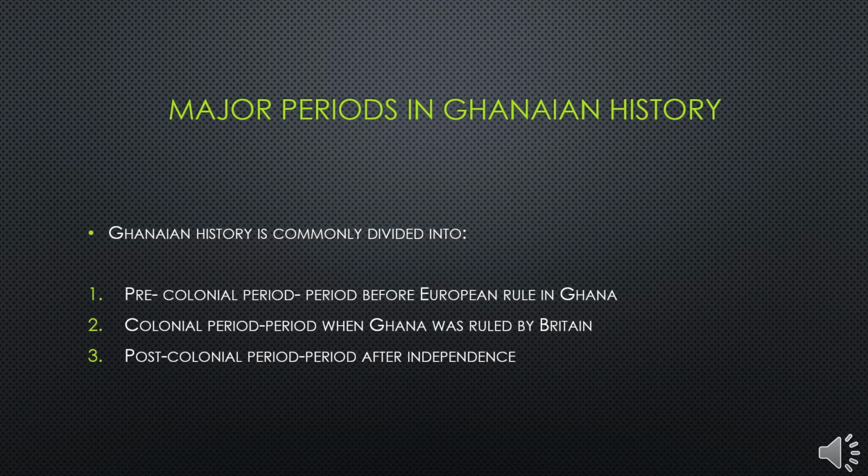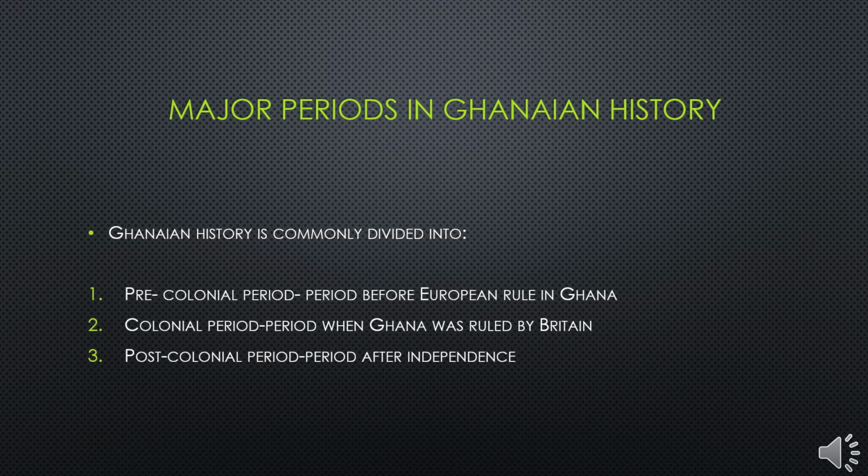So, in short, when we talk of the colonial period, we are talking about the period when we had an encounter with the Europeans in our society, on the soil of Africa. It started from 1874 and lasted to 1957, when we had our independence.